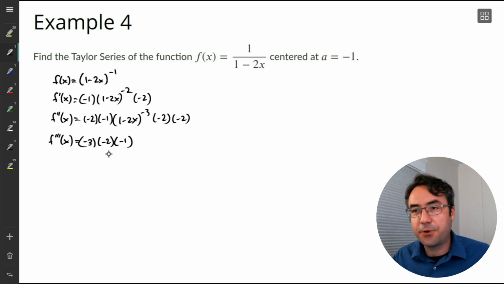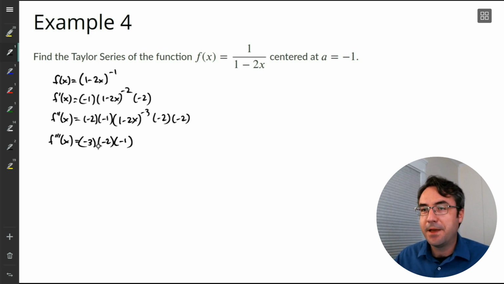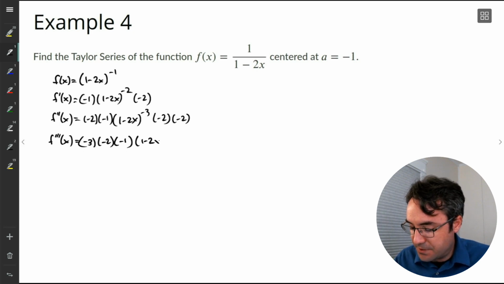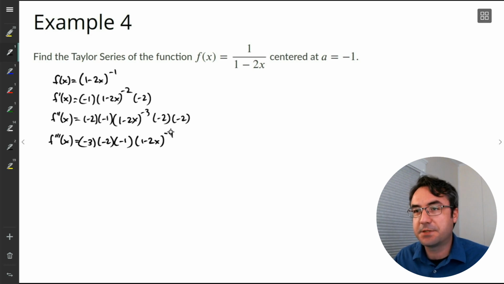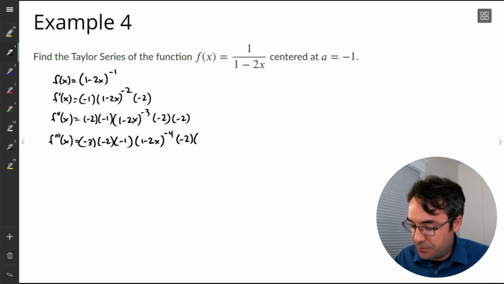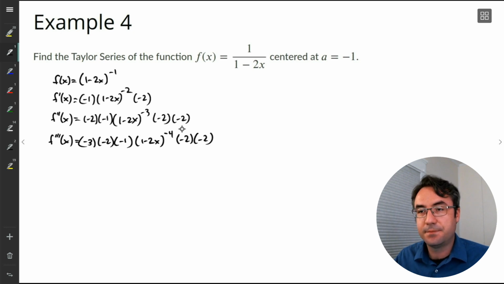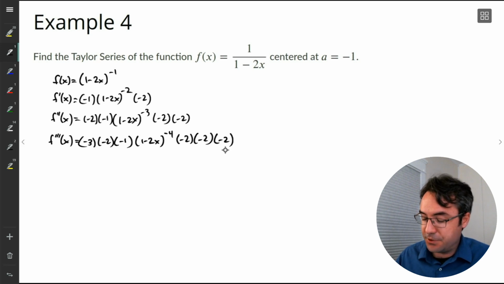All right, so we're doing the third derivative. Just a quick note there. So we brought the 3 down, still had the -2 times the -1. Keep what's in the parentheses the same, subtract 1 in the exponent, so that's going to take us down to -4. We still had a -2 times -2 there. And we're doing chain rule again, so now we're going to end up with another -2.